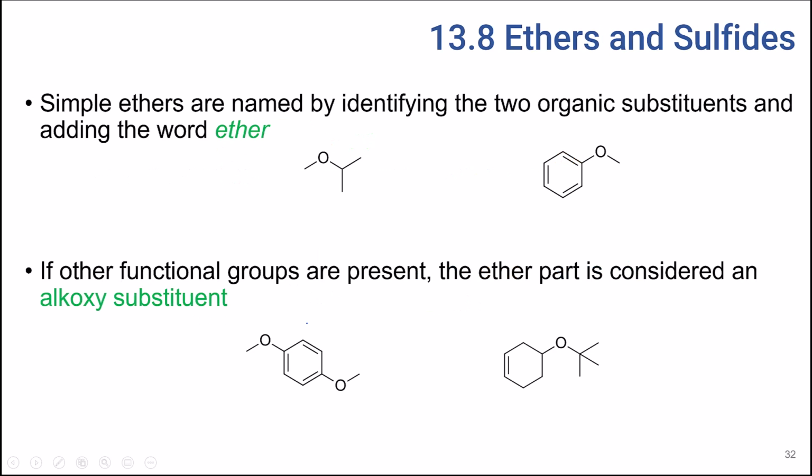Next, we're going to look at ethers and sulfides. An ether is a compound that has an oxygen with carbons on either side of the oxygen. Simple ethers are named by identifying the two groups that are on either side of the oxygen. So if I'm going to use simple naming for this ether here, I just list them alphabetically. I have an isopropyl group and a methyl. So this will be isopropyl methyl ether.